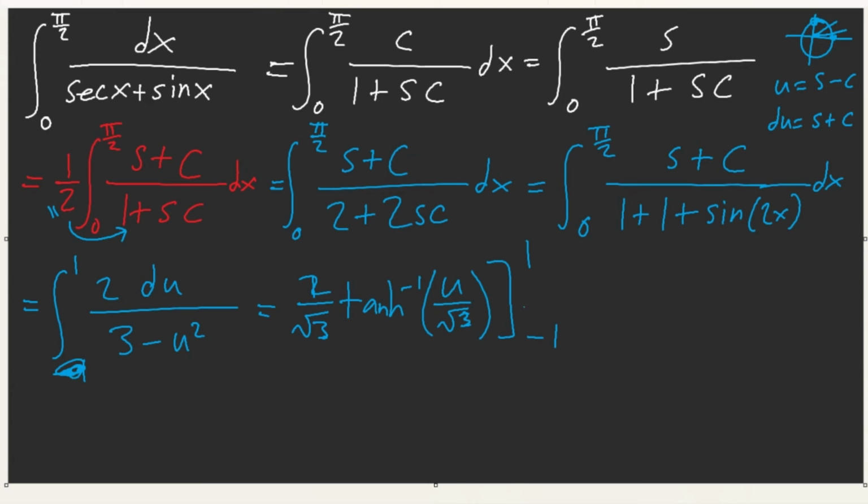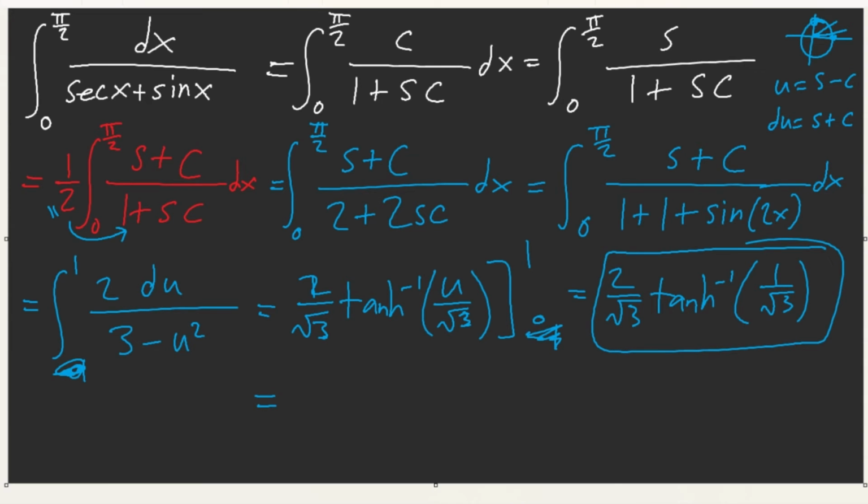So this is technically even. Inverse tanh of 0 is 0. So our answer is 2 root 3 inverse tanh of 1 over root 3. I think this would be my answer.